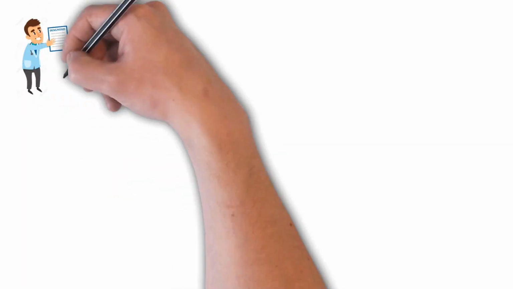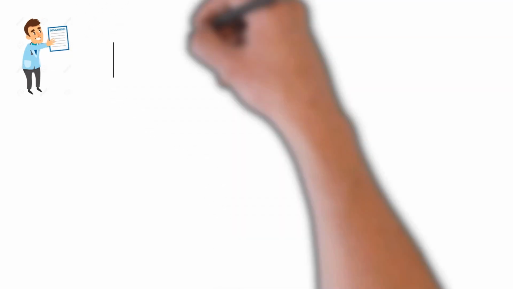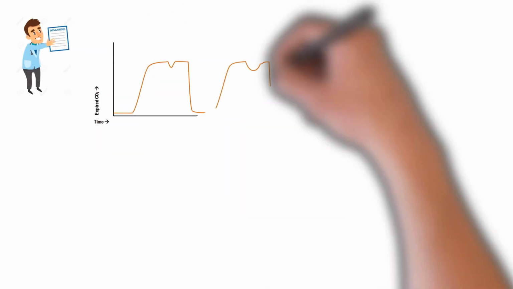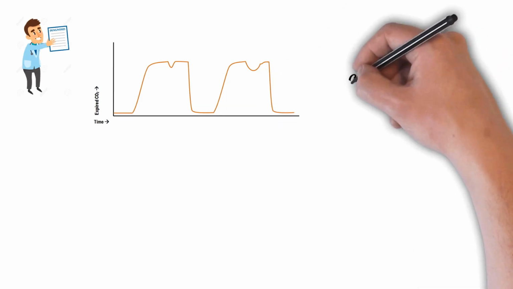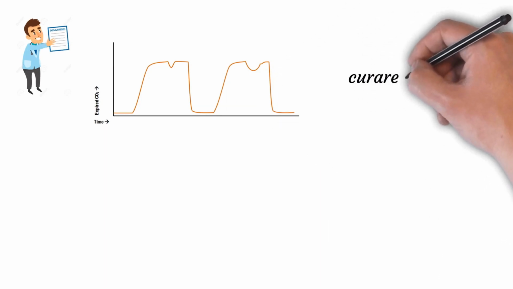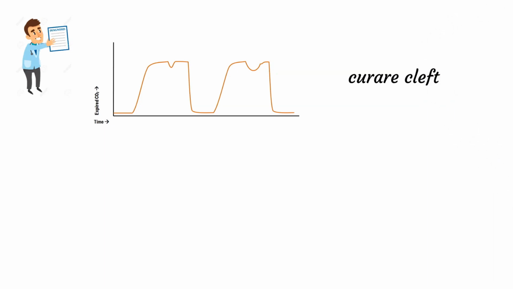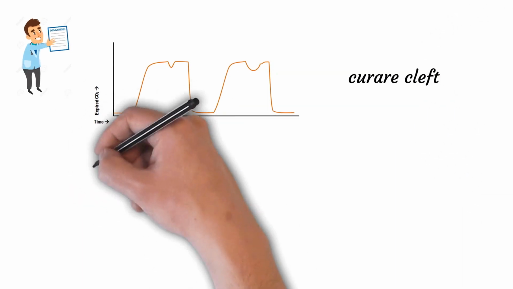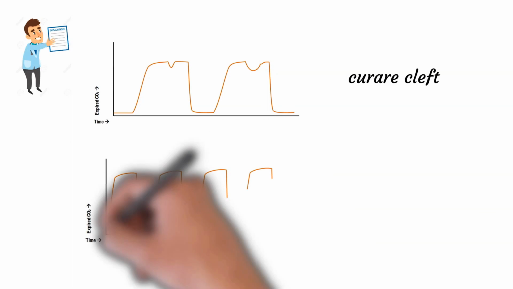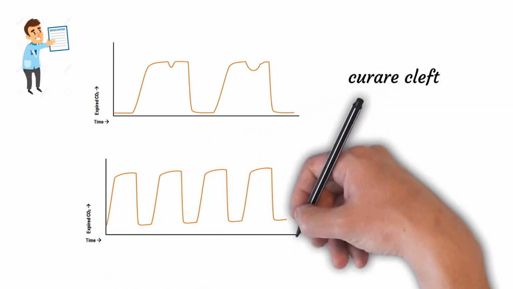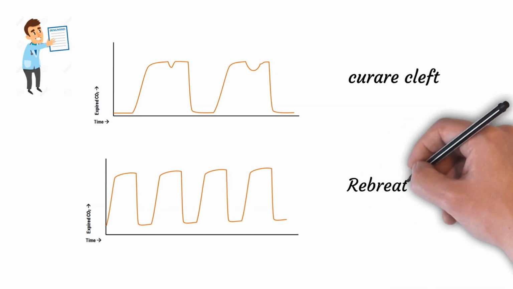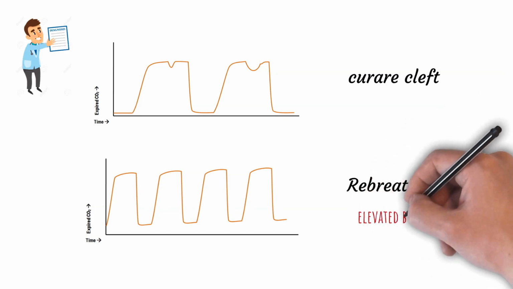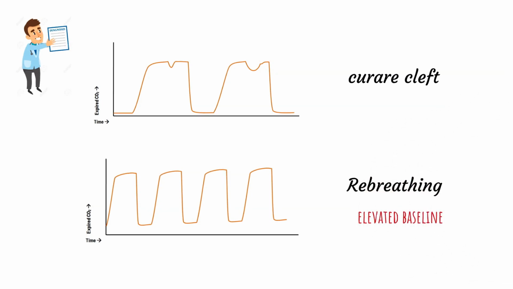Friends, in the exam, we will be asked about certain commonly used graphs, so we'll be discussing them. This is a graph showing the curare cleft. This is seen in a patient on mechanical ventilation. There is a cleft here. The second graph of EtCO2 against the time is of rebreathing. What happens here is the EtCO2 is plotted against the time and the baseline is elevated.